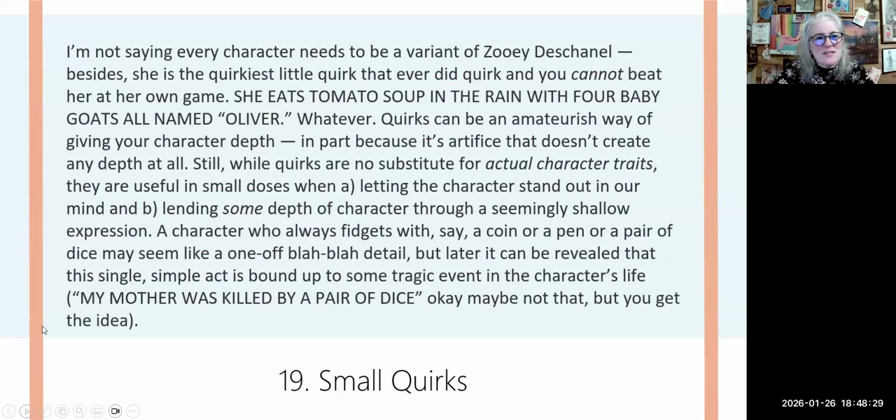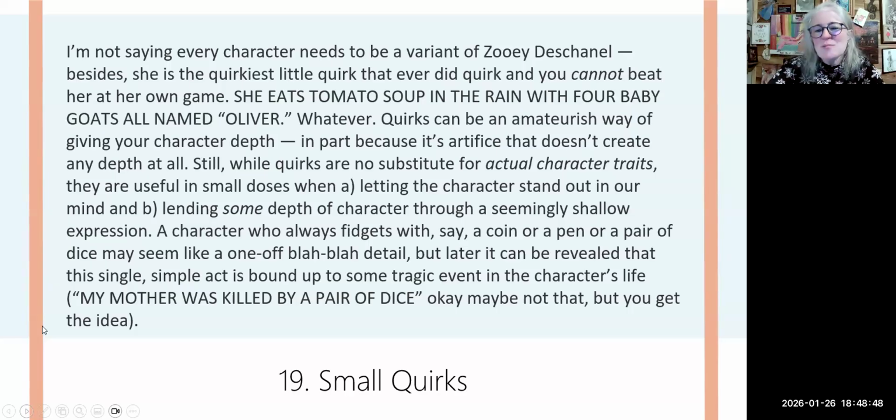Number 19, small quirks. This is probably one of my absolute hands down favorites. I'm not saying every character needs to be a variant of Zooey Deschanel. Besides, she is the quirkiest little quirk that ever did quirk, and you cannot beat her at her own game. She eats tomato soup in the rain with four baby goats all named Oliver.